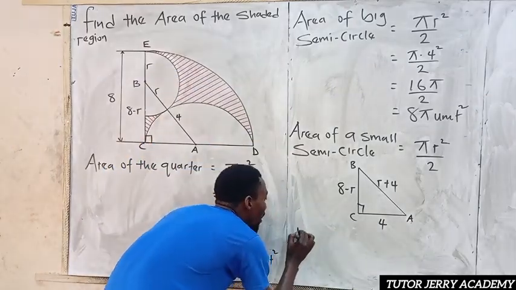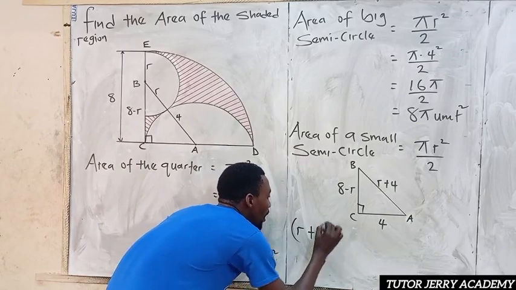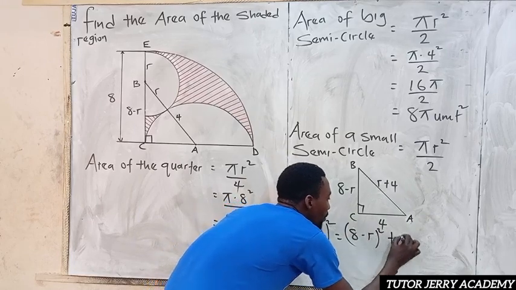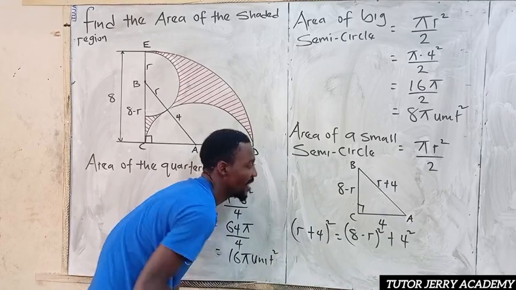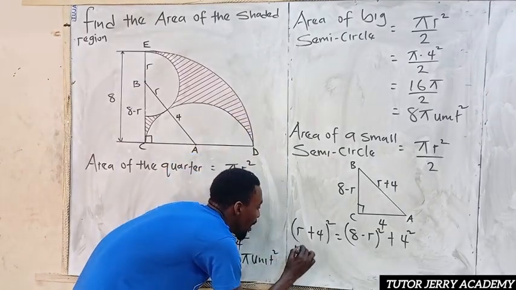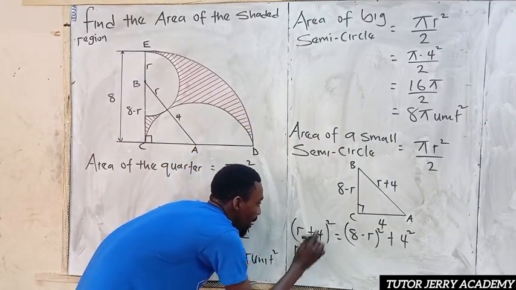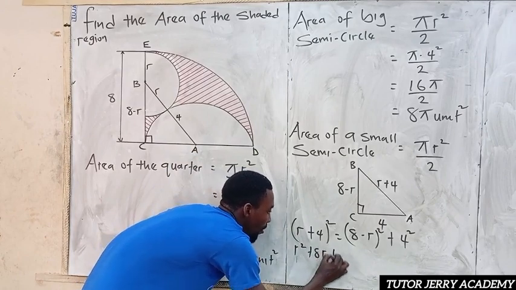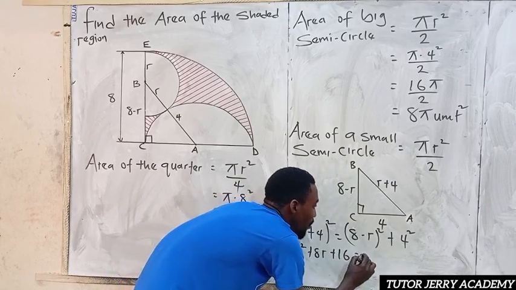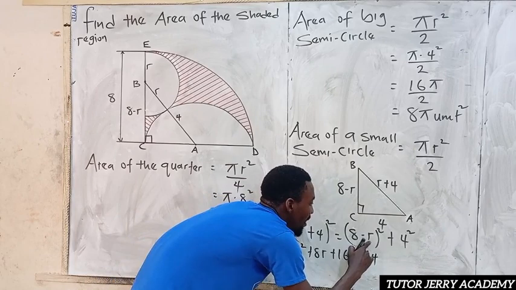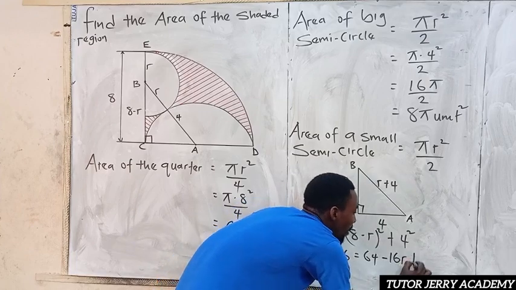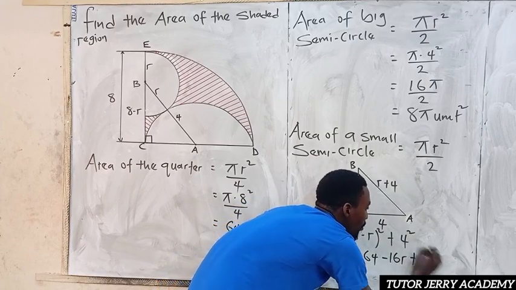So it shows that R plus 4 all squared will be equals to 8 minus R all squared plus 4 squared. All right, if we expand this, I've already shown us how to expand this using the shortcut. We put our square on R, we have R squared. R multiplied by 4 multiplied by 2, we are going to have 8R. Put your square on 4, you are going to have 16. Do similar things to this, we are going to have 64. 8 times minus R multiplied by 2, that is minus 16R. Put your square on R, you are going to have R squared. Then 4 squared is what?